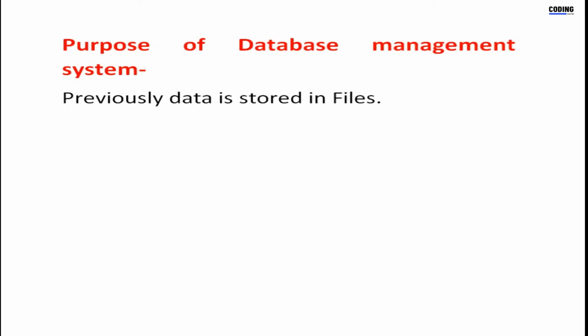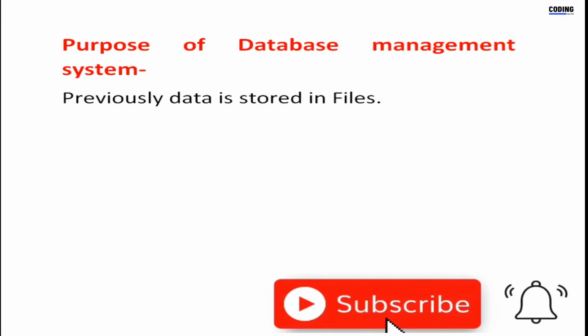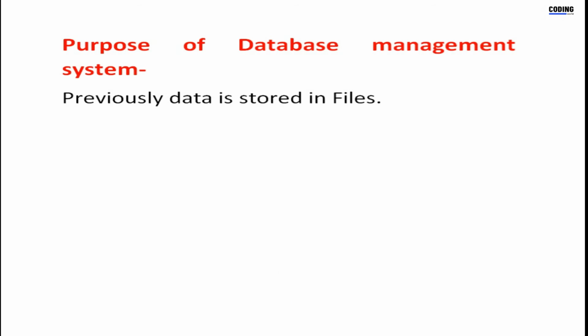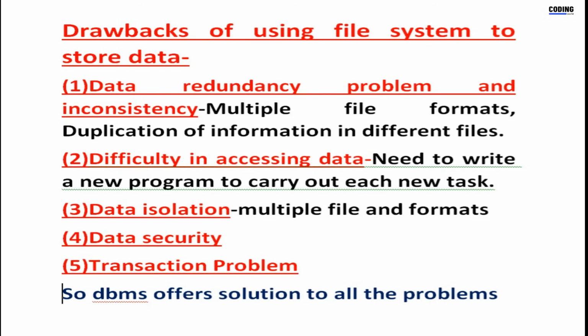Now the next topic is what is the purpose of DBMS, or why we are using DBMS, or what is the need of DBMS. In earlier days, the database was stored in a file system. Previously, we stored data in files. If we are using file system, then why are we going to use DBMS? The reason for using DBMS in place of file system is that there are some drawbacks of using file system. Now, we are going to study the drawbacks of using file system.